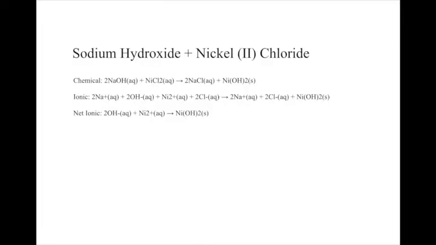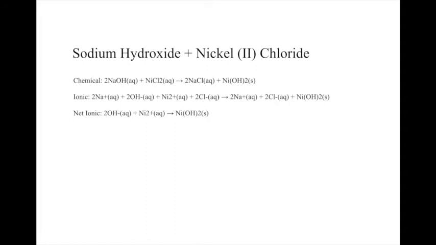Alright, so we have the combination of sodium hydroxide, which is an aqueous solution, with nickel 2 chloride, which is also an aqueous solution. And we demonstrated the balanced chemical equation on the top level, that is 2 moles of NaOH, which would be sodium hydroxide, mixed with 1 mole of nickel chloride, which is also aqueous, to form 2 moles of sodium chloride, which is an aqueous solution, and 1 mole of nickel hydroxide, which is the precipitate, meaning that it is a solid.